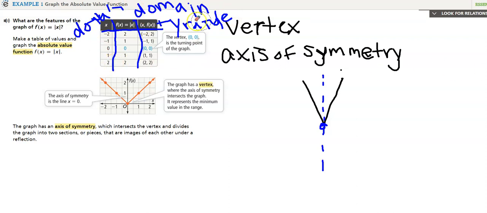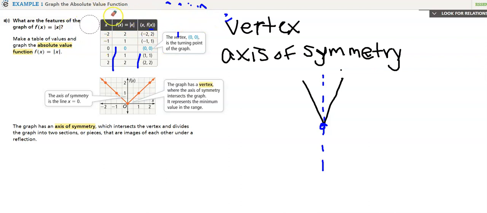I'm going to go ahead and get rid of this right now, though, so that you guys can see a little bit better. But we've got our domain and our range. So what they did was they took these numbers. They just picked their own numbers. They plugged them into the equation. The absolute value of -2 is +2. And then they wrote it as an ordered pair. If x is -2, then f of x is +2. And they did that with -1, 0, +1, and 2.